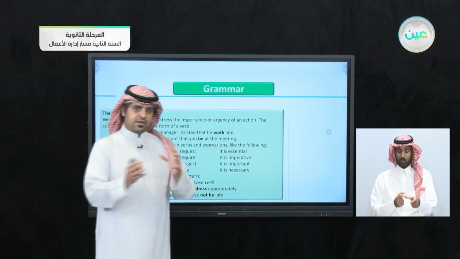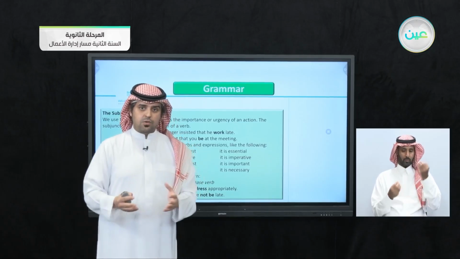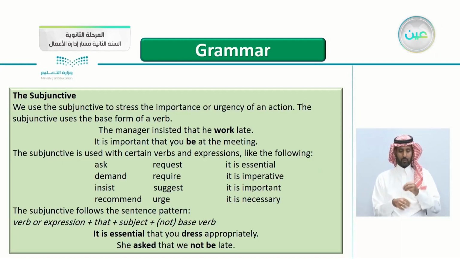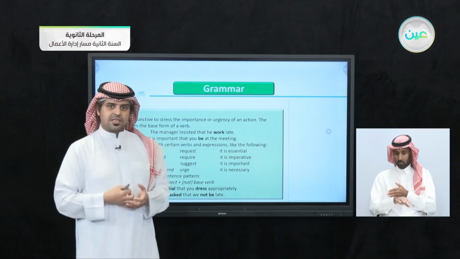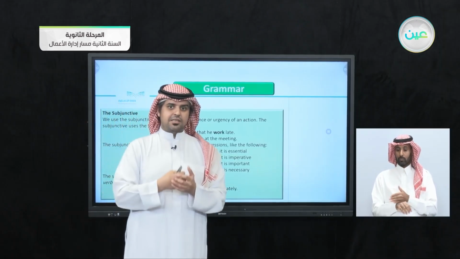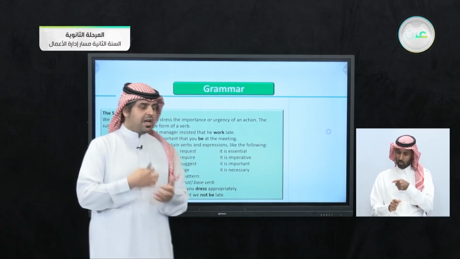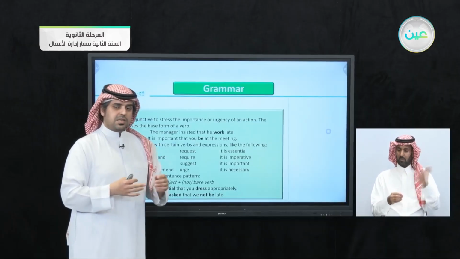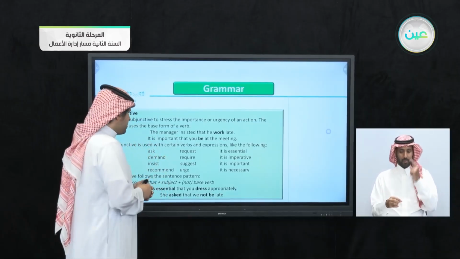When you want to put a verb, the thing that I want you to do now, use the base form. Don't add anything else. For example, here, the manager insisted that he work late. Insisted means that he wants me to do it now. Notice the verb work here is in the base form. We didn't add ed, we didn't add ing.